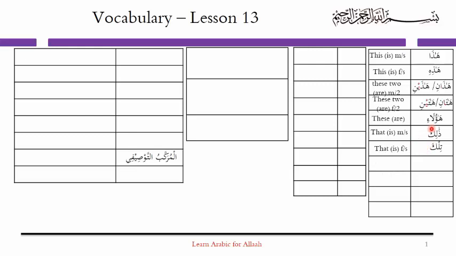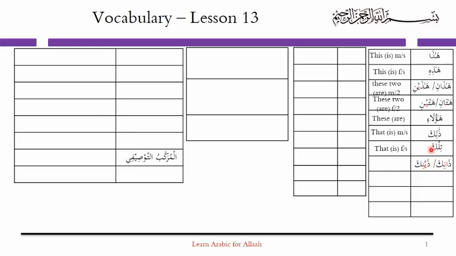This is the opposite of ذَلِكَ. It is feminine singular. Tilka. That is feminine singular. Then we have the dual. ذَانِكَ and ذَيْنِكَ. ذَانِكَ is مَرْفُوع بِأَلِف, مَجْرُور and مَنْسُوب بِيَا.